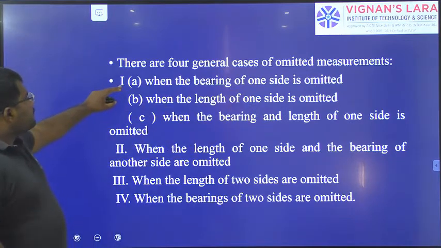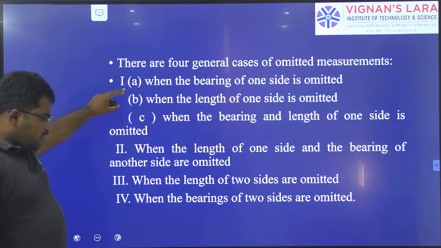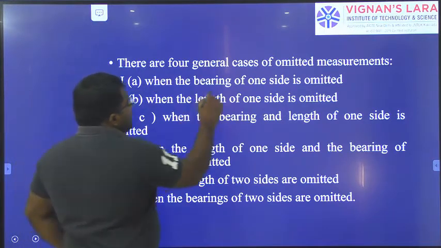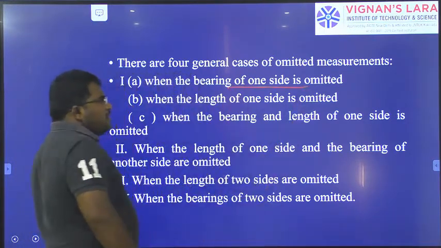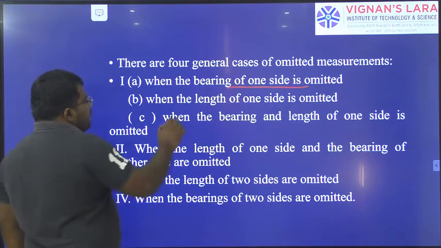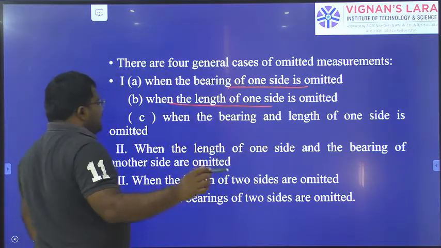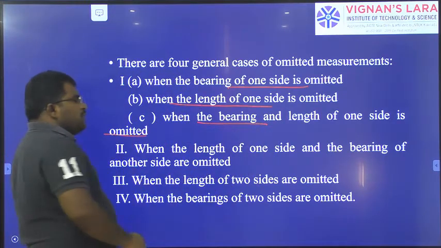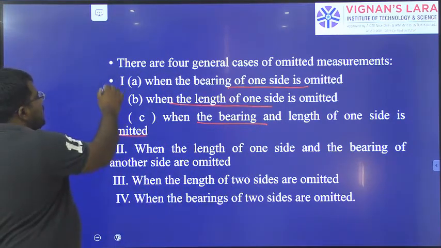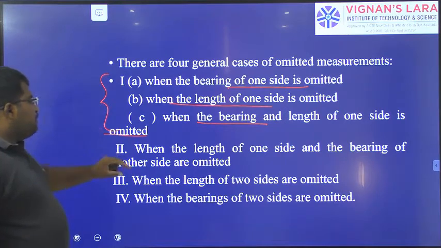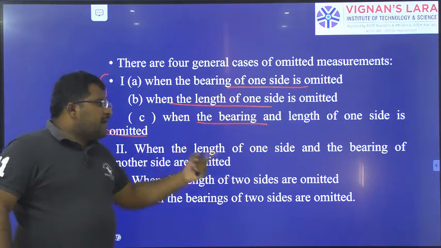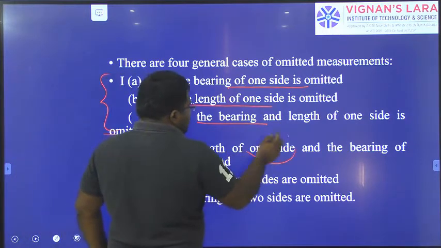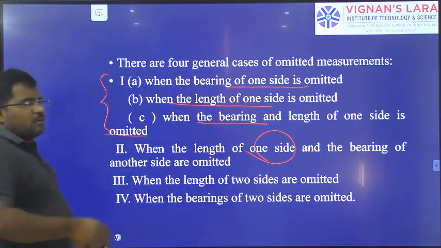So the first case, here only one measurement is going to be missing. Only one side bearing is omitted, and the second, only length of one side is omitted. Next, third one, when the bearing and length of only one side is omitted. That is case 1. Coming to case 2, when length of one side and bearing of another side is missing.